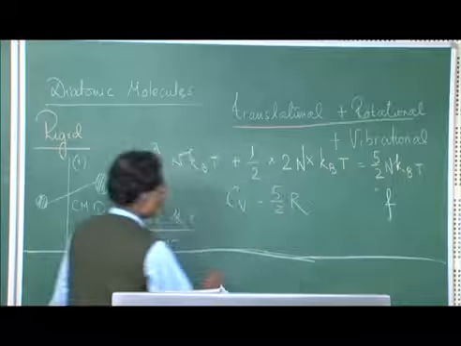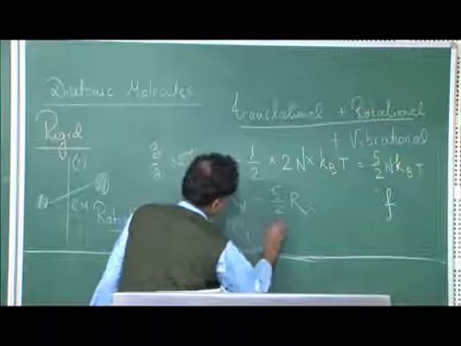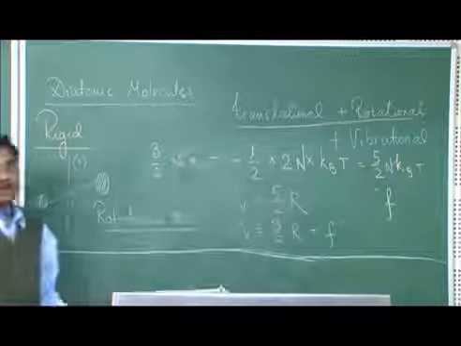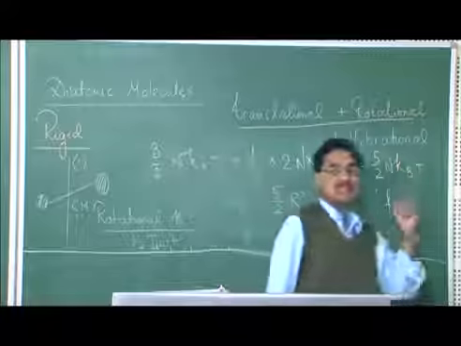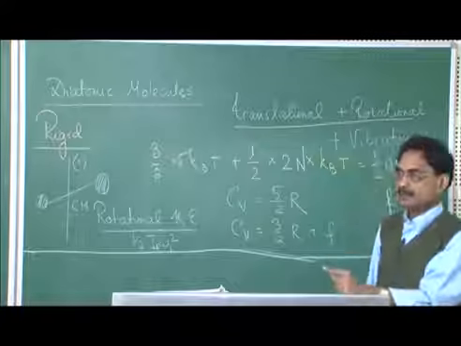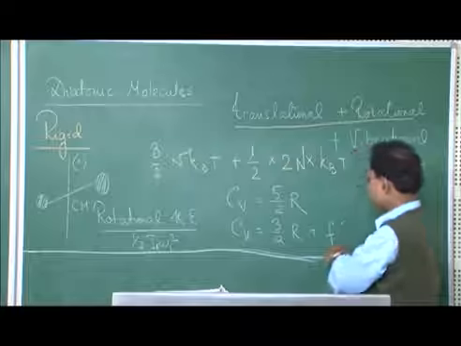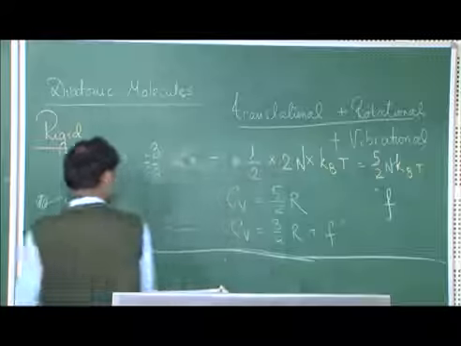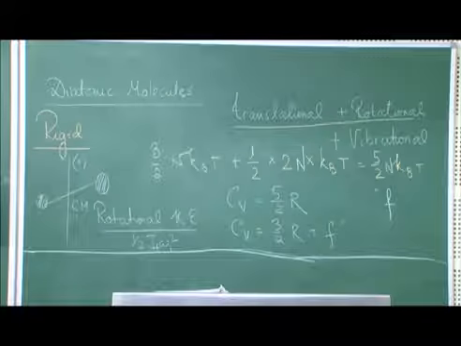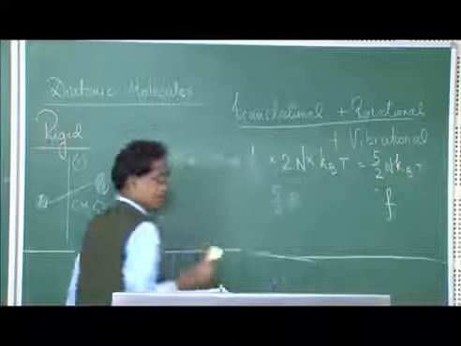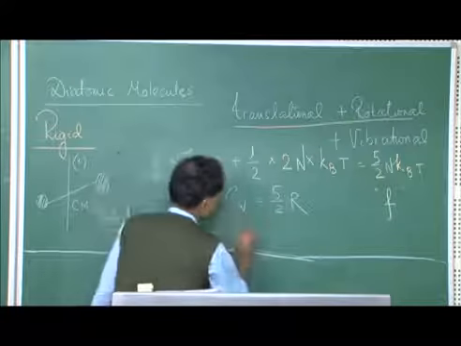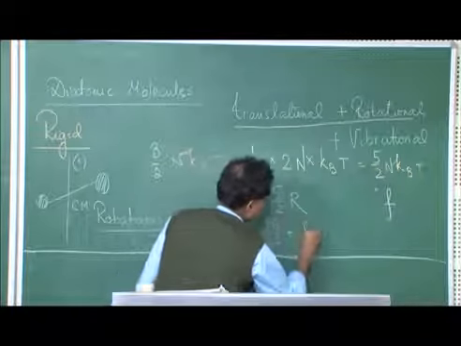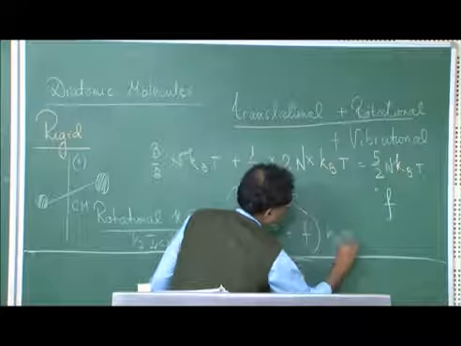To be precise, one can write Cv is equal to 3 by 2 R plus F prime. What is the difference between F and F prime? F has 2, both Q and P. F prime, if I add it with this, I will get Cv is equal to, let me correct this part, 5 by 2 R plus F prime kT.